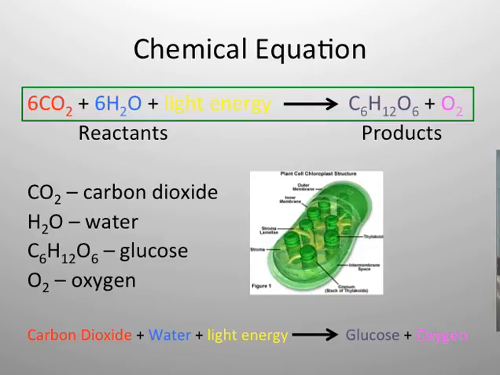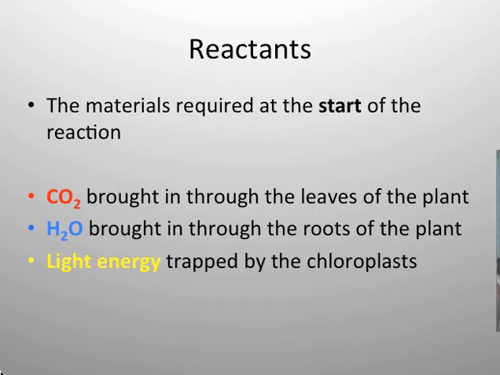Again, photosynthesis happens in the cell organelle, a chloroplast. Chloroplasts are only found in plant cells, so only plants can do photosynthesis. The reactants are the materials required at the start of the reaction.